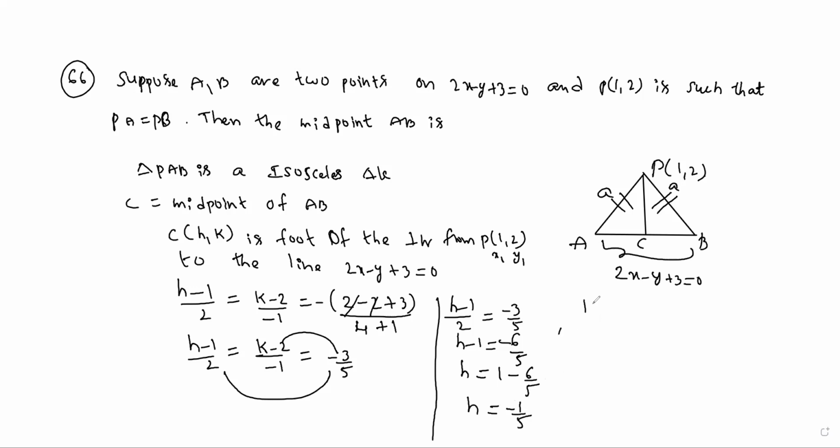Next, k minus 2 by minus 1 is equal to minus 3 by 5. k minus 2 is clearly 3 by 5. k is equal to 2 plus 3 by 5. By taking LCM, 2 5s are 10. 10 plus 3 that is 13 by 5. Finally, the C point is minus 1 by 5 comma 13 by 5.